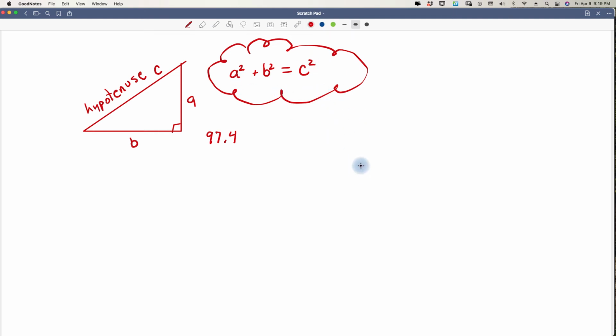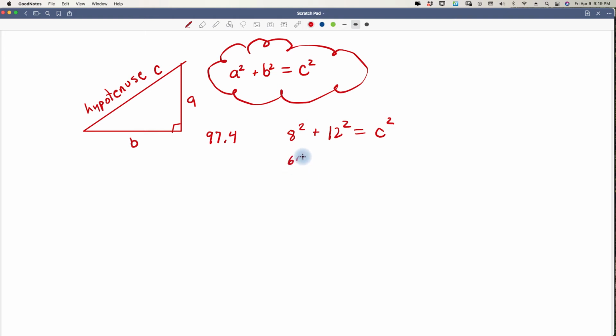This is pretty easy, so if you struggle with memorization, just memorize the formula. That way you'll get it right every time. It'll never steer you wrong. So with that in mind, let's do 97.4. And we do not know the hypotenuse in this instance. We know that a is 8, and we know that b is 12. We don't know the hypotenuse.